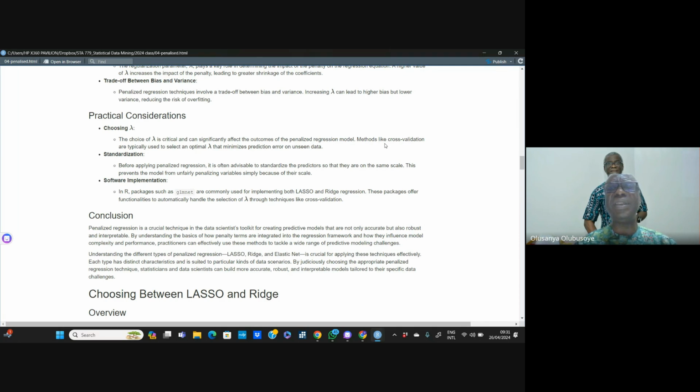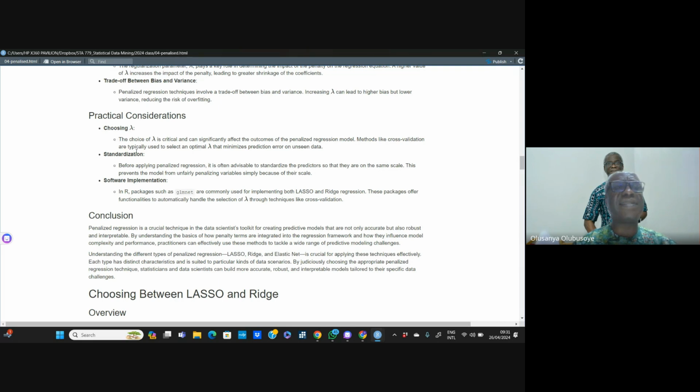So to be able to get the optimal, you now use cross validation to determine the optimal lambda. So the cross validation technique, you can see, is very critical in solving model complexities. So in choosing your lambda, you rely on the cross validation technique.